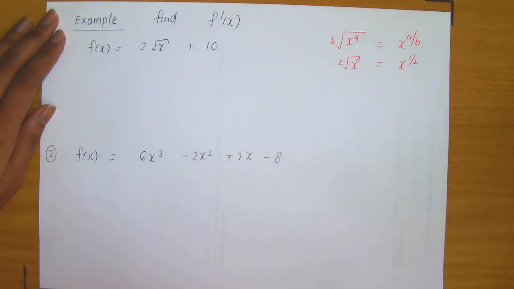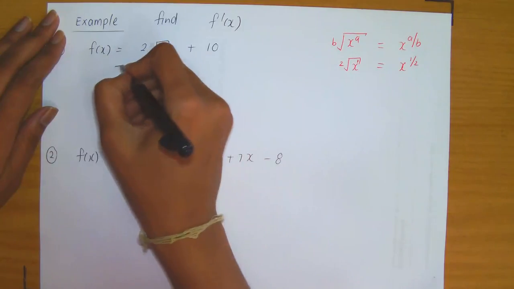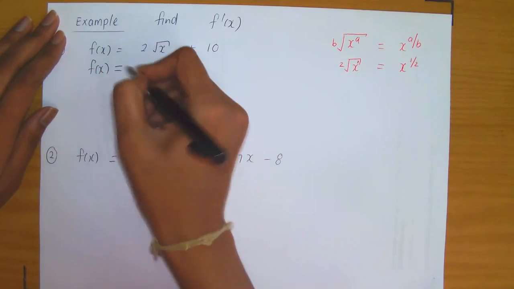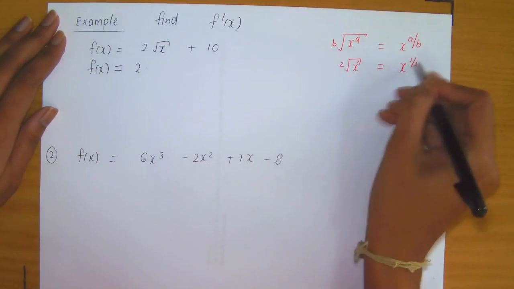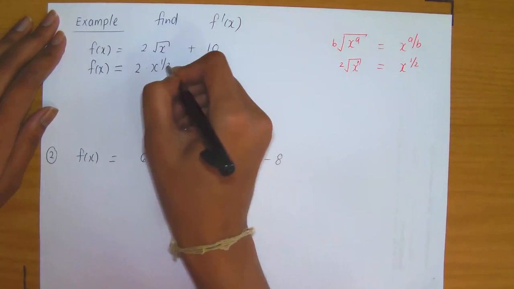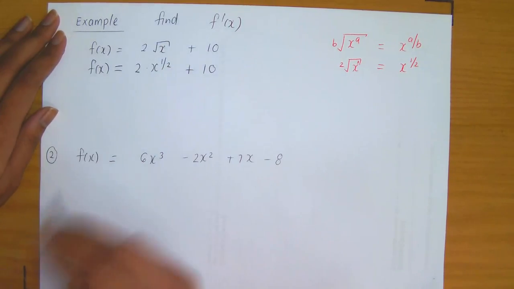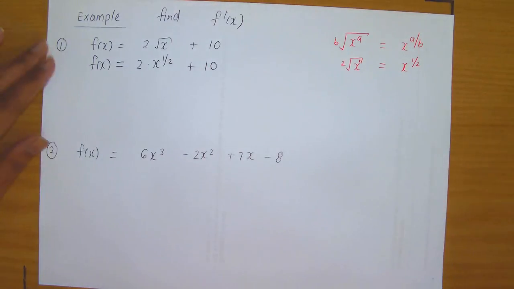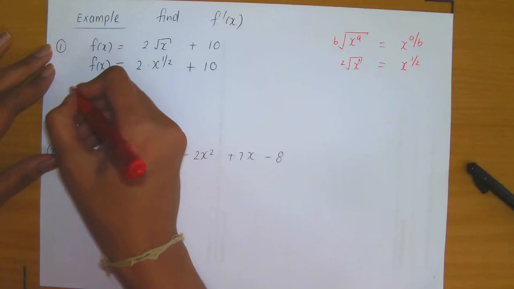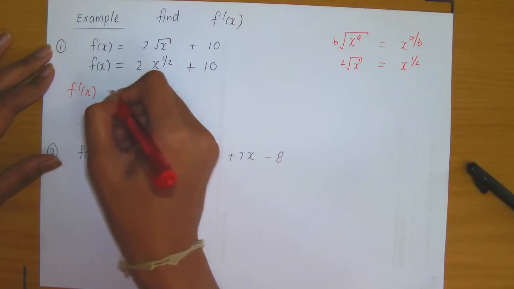So this means that this expression here, f of x, can now be written as 2 times x raised to the power half plus 10. And now this looks similar to what we have in the power rule. So using our basic rules, let's now compute the derivative f prime of x.